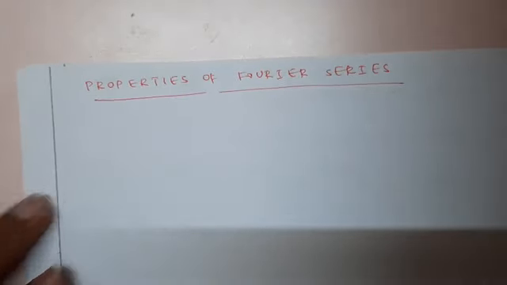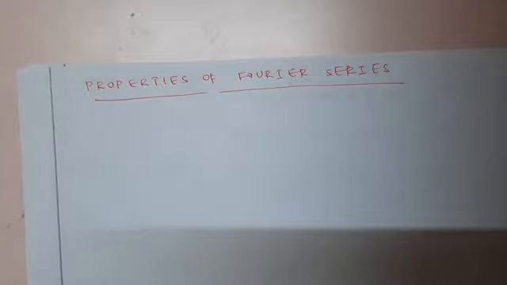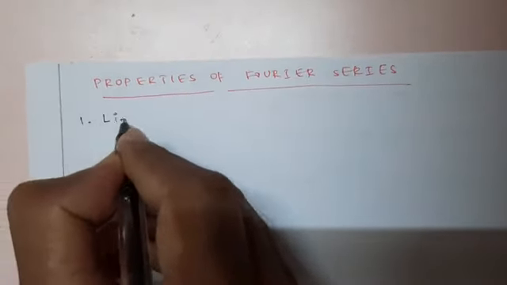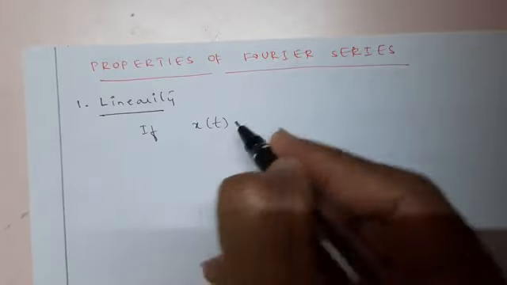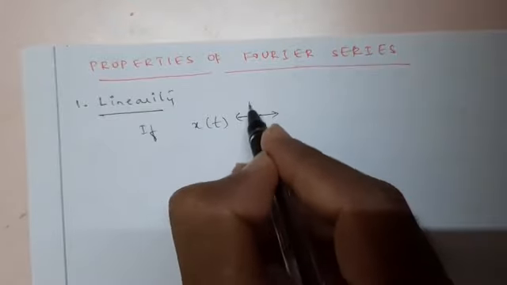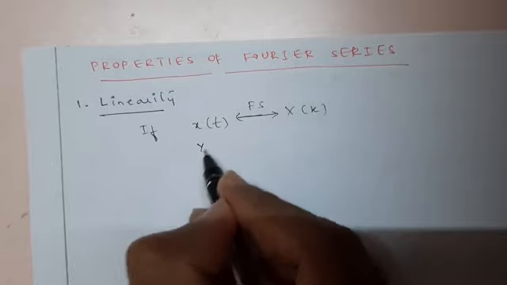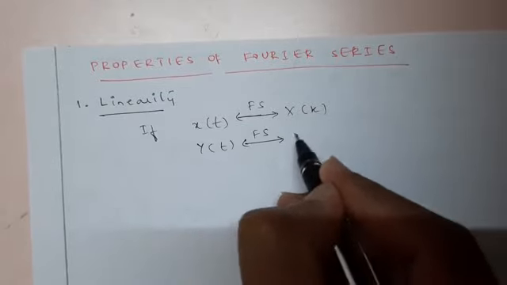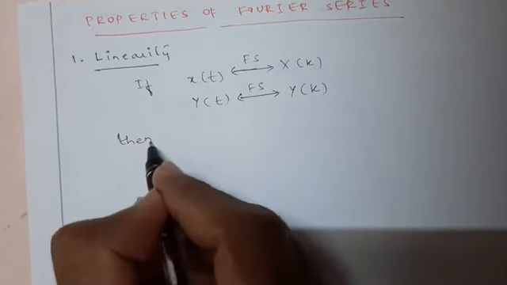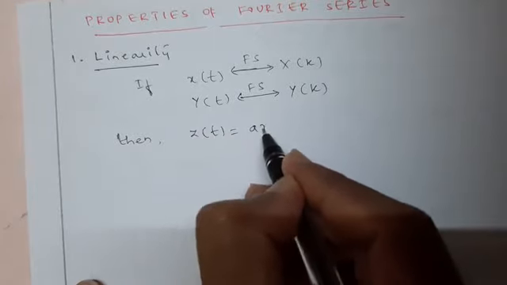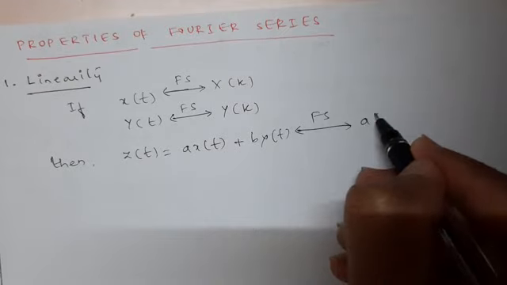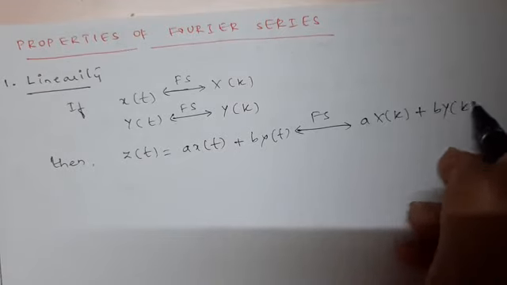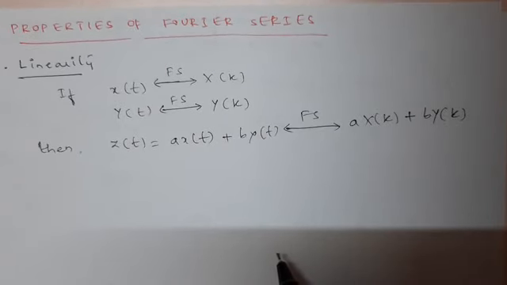The first one, linearity. The linearity property states that if the Fourier series of x of t is X of k and the Fourier series of y of t is Y of k, then for the intermediate signal z of t equals a x of t plus b y of t, the Fourier series is a X of k plus b Y of k. So we'll try to check how it is.